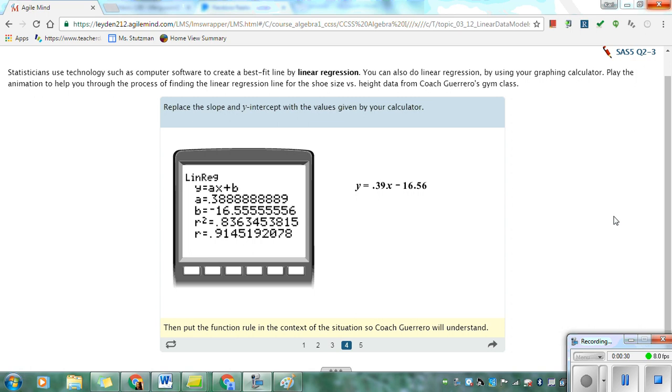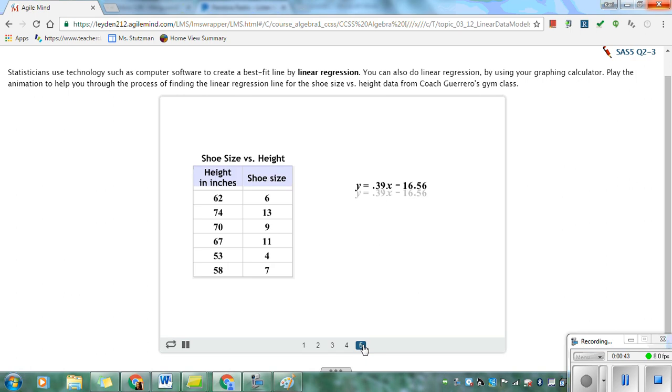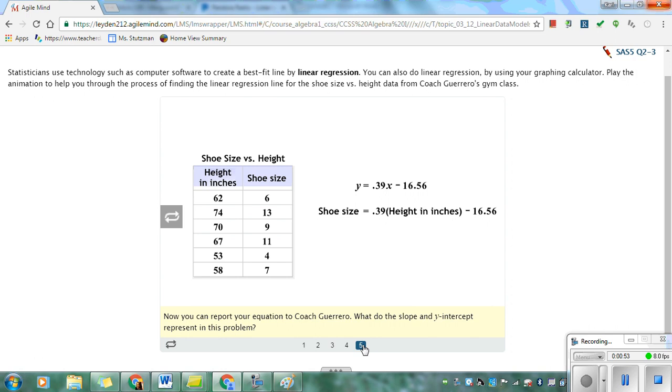In order to create this, they're giving you an a value, so 0.39 rounded properly is going to be your slope, and negative 16.56 is going to represent your y-intercept. What we need to do now is convert this to words. Instead of y equals, that's representing your shoe size. Instead of x equals, it's representing the height in inches. So you can say that to calculate one shoe size, you would do 0.39 times height in inches minus 16.56. And here is your line of best fit, algebraically and in words.